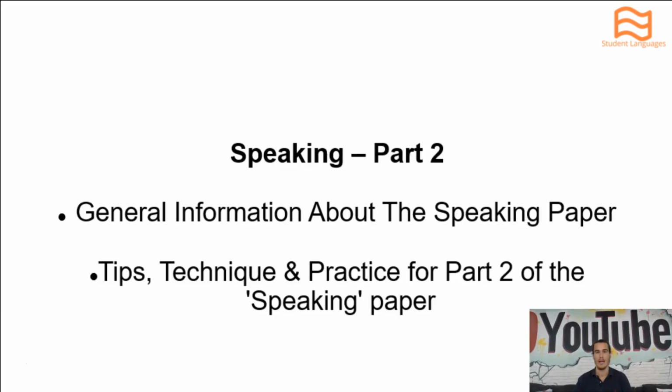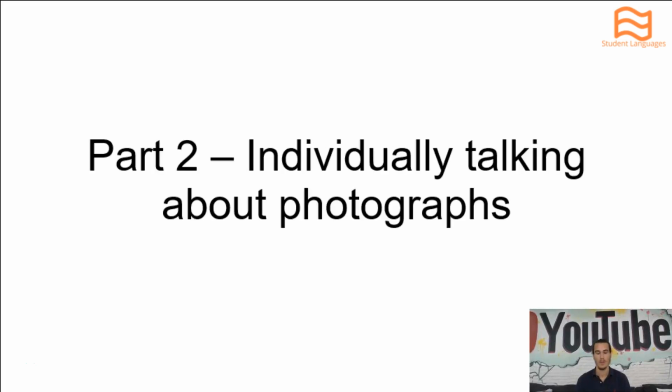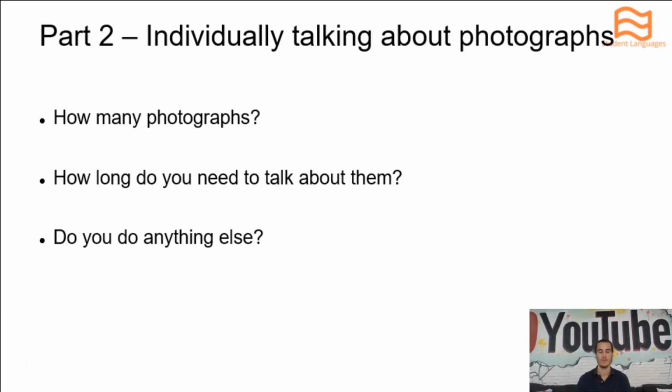So, we're going to have a quick reminder about the speaking paper, and then we're going to look at the best tips, techniques, practice and strategy to follow for part 2 of the speaking paper. So part 2 is called the long turn, but really what you're doing is you're talking about photographs by yourself. And how many photographs do you need to talk about? 2. You need to talk about 2 photographs.